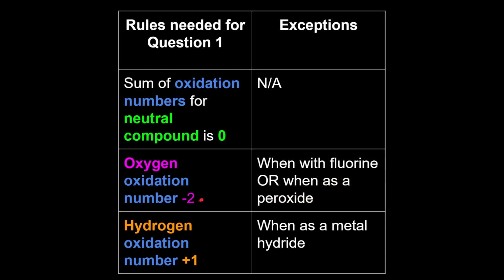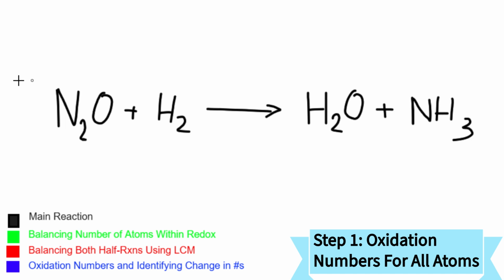And finally, the last rule is that hydrogen's oxidation number is positive 1, and there's an exception when it's a metal hydride. But the exceptions are not going to apply for the first example that we are going over. Finally, elaborating on one more thing, elements alone also have an oxidation number of 0. These include diatomic elements. So, for example, H2, Cl2, or say Na, sodium metal, those all alone would have an oxidation number of 0. So this is our chemical reaction.